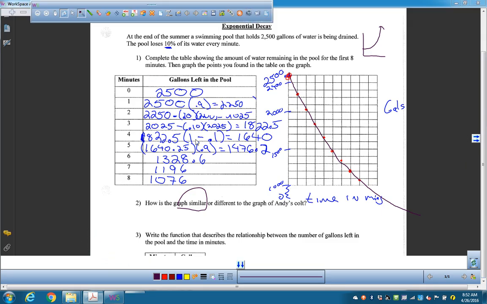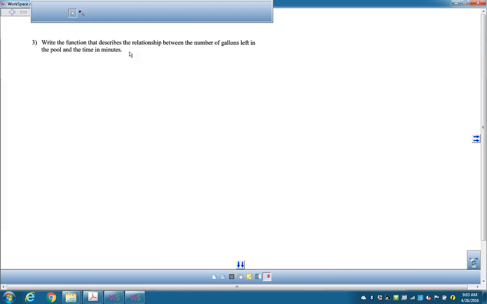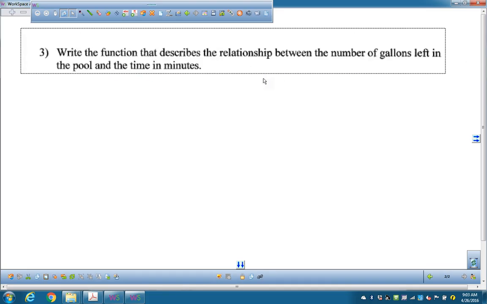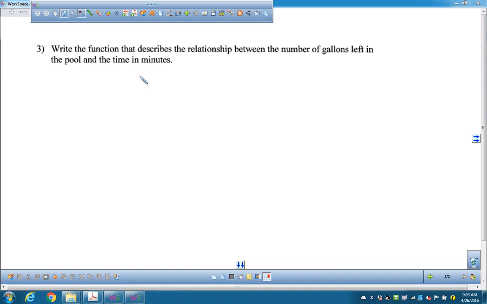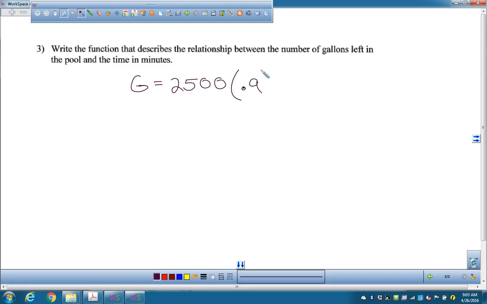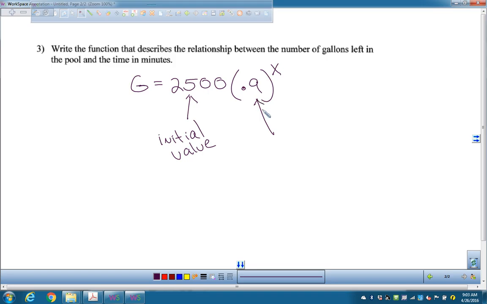Let's write the function. Who can tell me what the function is? So we can write gallons is equal to 2,500 times, yes? 0.9 raised to the x, or t in this case. Okay, but this is the initial amount, initial value usually, and this is called the decay factor. Is that what it's called?